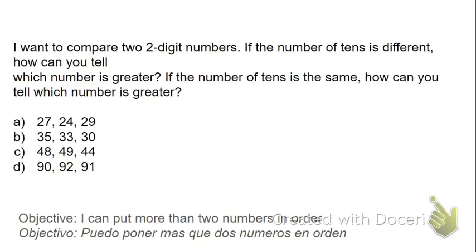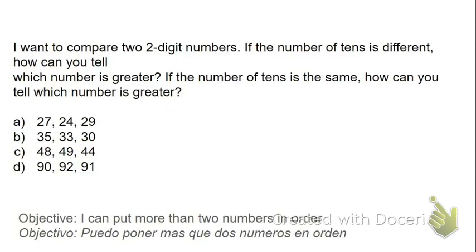So I want to compare two-digit numbers. If the number of tens is different, can you tell which number is greater? If the number of tens is the same, how can you tell which number is greater? So let's take a look here. All of these numbers have the number of tens the same. I'm going to try to put these in order.